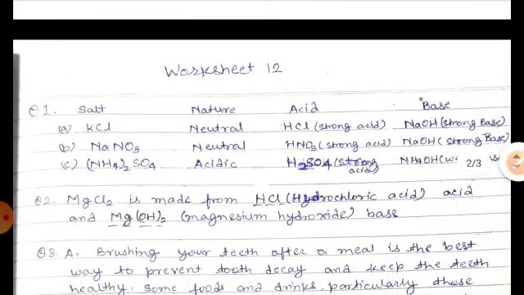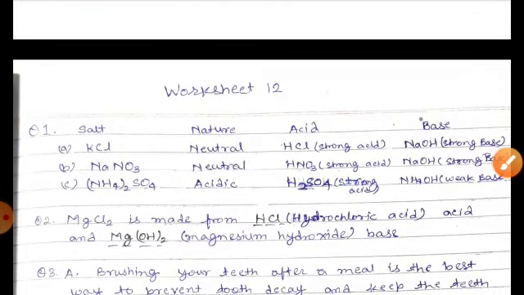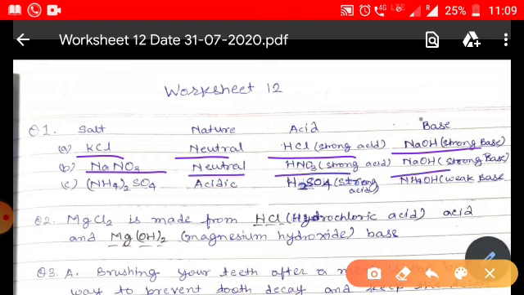This is the answer to the question. Here we see that KCl is neutral because the acid is HCl, a strong acid, and the base is KOH, a strong base. Same as NaNO3, it is neutral because of HNO3 and NaOH. In the case of ammonium sulfate, it is acidic because the acid is H2SO4, strong, whereas the base is ammonium hydroxide, a weak base.